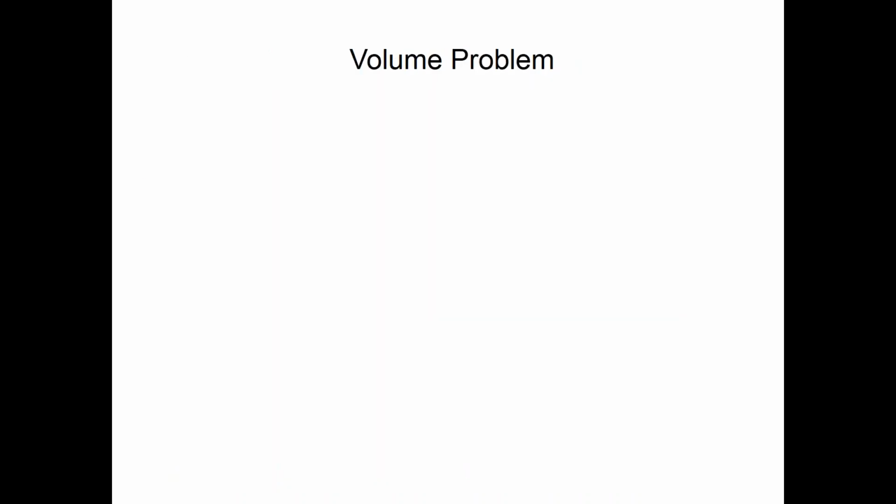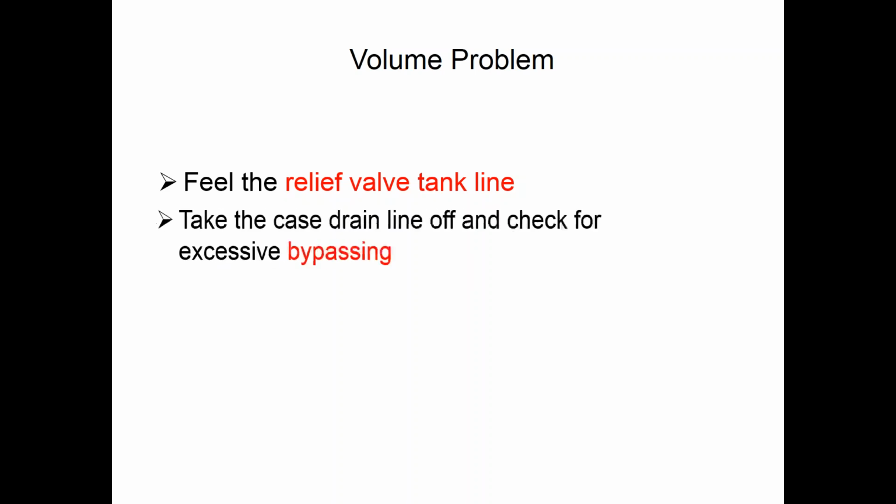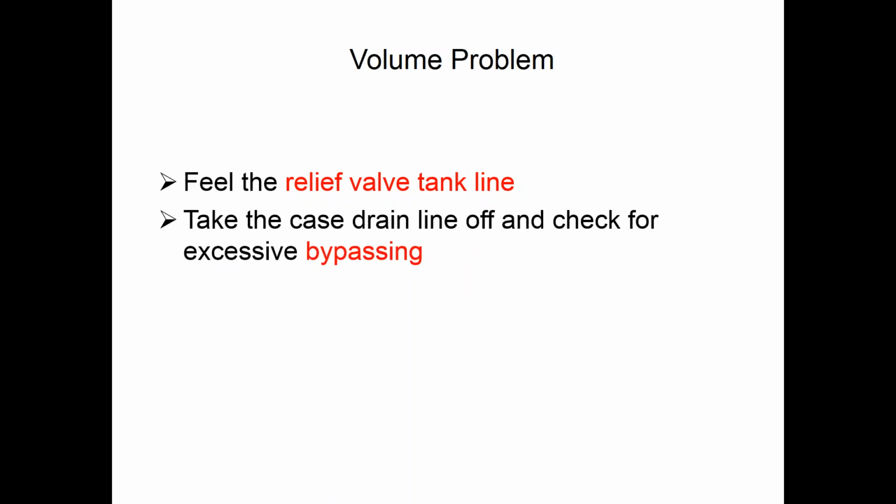Okay? Say we have a volume problem. Check the relief valve tank line. If the tank line is hot, something's wrong. There should never be oil coming through the relief valve in a variable displacement pump system. If there is, that's where some of your flow is going. Check your case flow. Make sure it's not excessively bypassing.